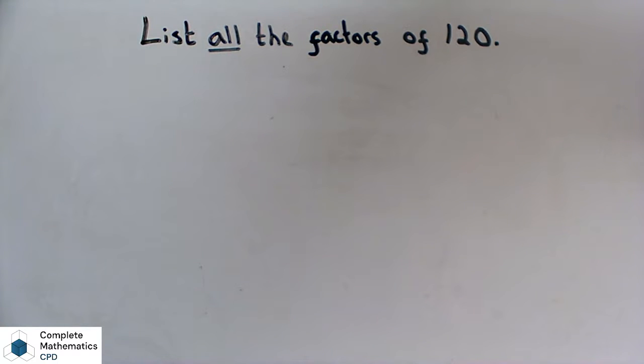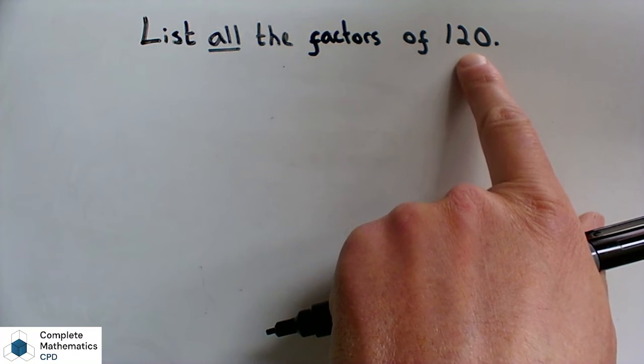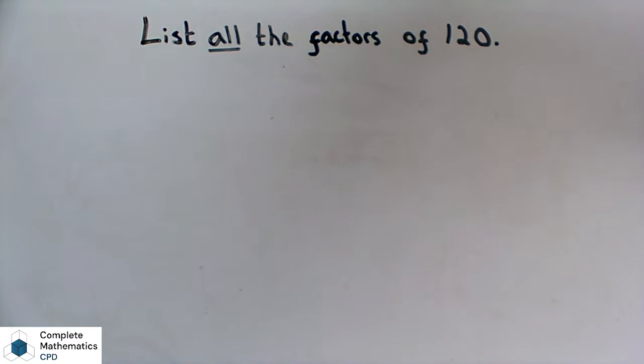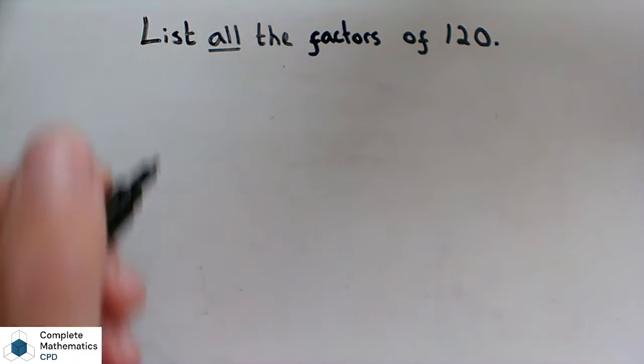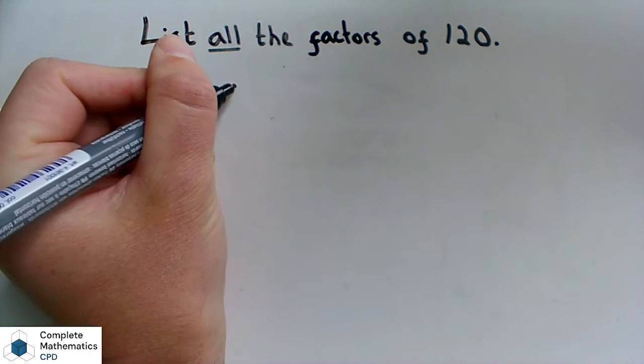And this time we're looking at listing factors of relatively large numbers. So you can see here we've got 120, it's got quite a few factor pairs. And it's really easy to miss a factor pair if you're not working systematically. So to ensure we get them all, we're going to be using prime factorisation. So we're going to break down 120 into its product of prime factors.